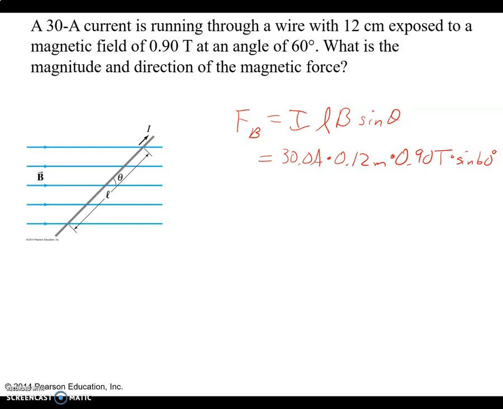Now I'm going to pull out my calculator so I can actually calculate all these. So I'm going to do 30 times 0.12 times 0.9 times the sine of 60. And that gives me a total magnetic force of 2.816 newtons.